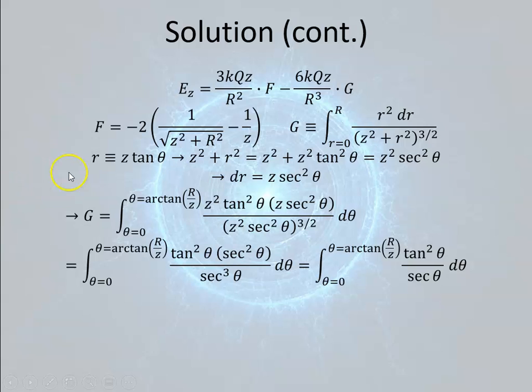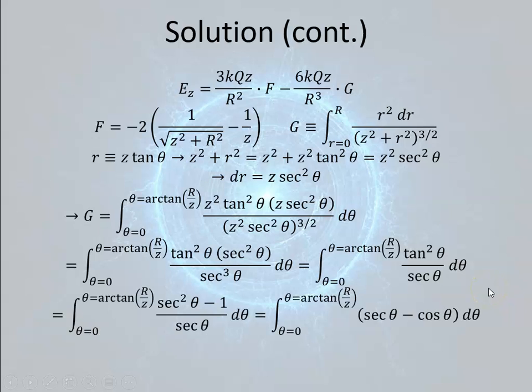We change our bounds, since r is z tan theta. We say, okay, theta is the arctan of r over z, and that's a big R right there, because we plug in 0 at the bottom and big R at the top into our new expression. So great. We have the integral of tan squared secant squared theta over secant cubed. Some of those cancel, but we're still left with a tan squared over secant theta.